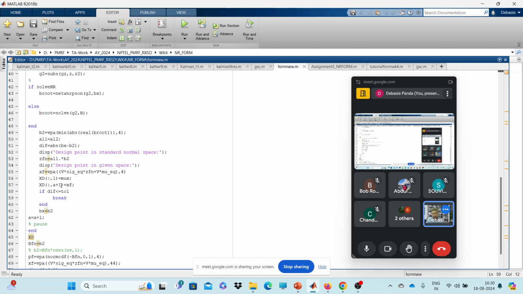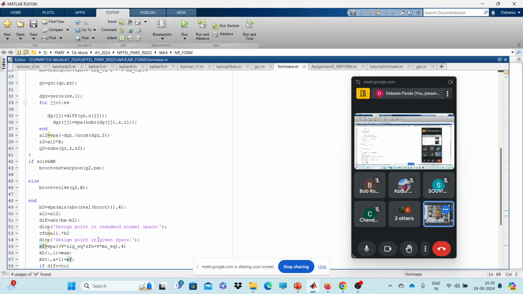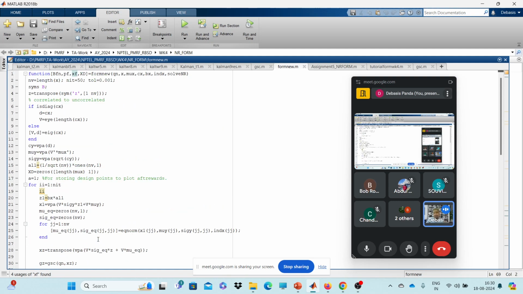Once that tolerance is achieved, we can calculate the final beta, and once the beta is achieved, we can find the probability of failure, PF, which is nothing but phi inverse of beta. And once we have found beta and the alpha points, we can calculate the XF points, that means the final design points in the X domain. You just need to convert from standard normal space to normal space. Clear? So this is a simple short function file for solving the Rackwitz-Fiessler algorithm.